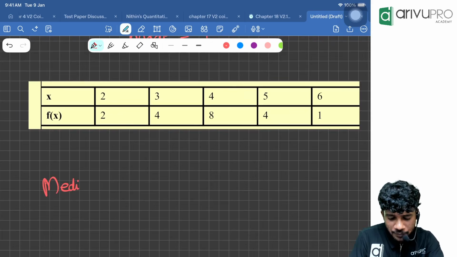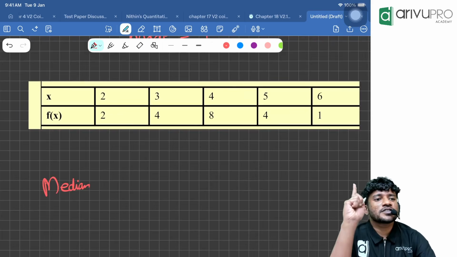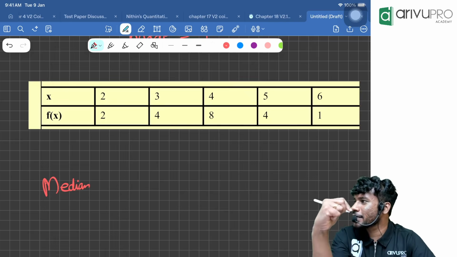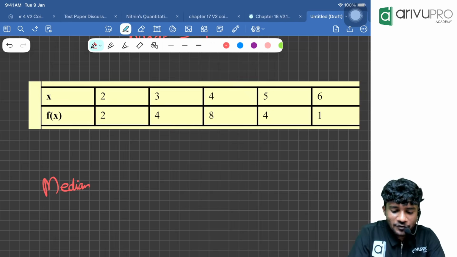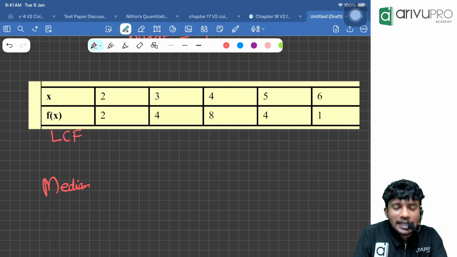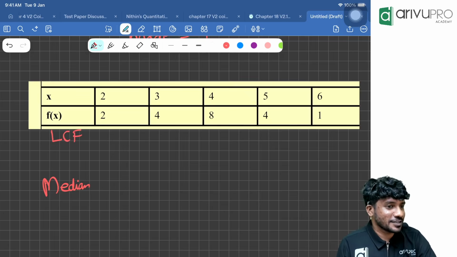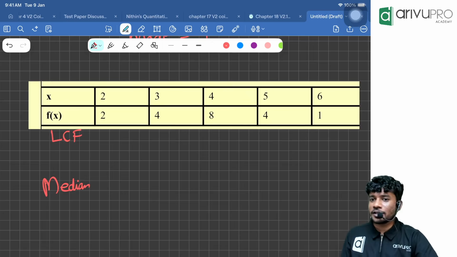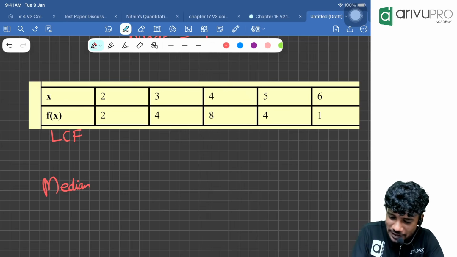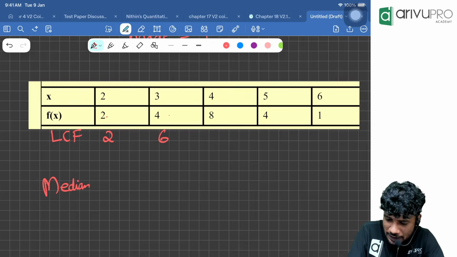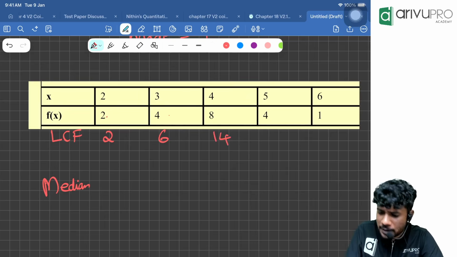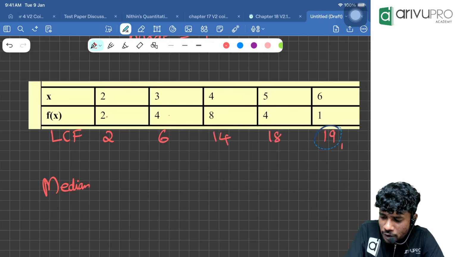Median. What was the first step in discrete grouped data in order to find median? We need to find less than cumulative frequency. If you don't know that, you are gone. Less than cumulative frequency, first one is what, people? 2. 2 plus 4 is 6. 6 plus 8 is 14, plus 4 is 18. 18 plus 1 is 19. So this is n.